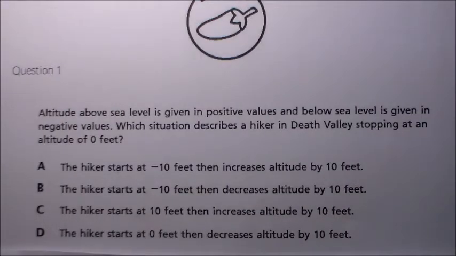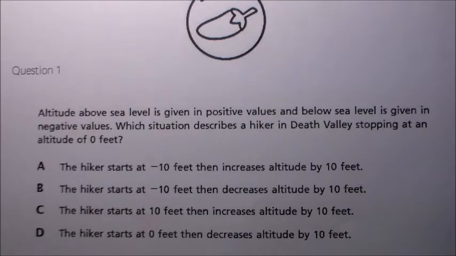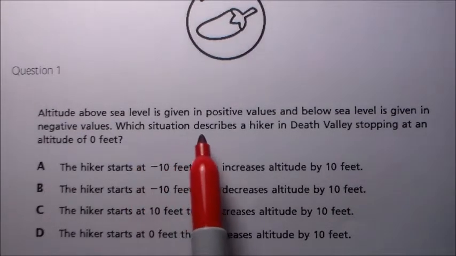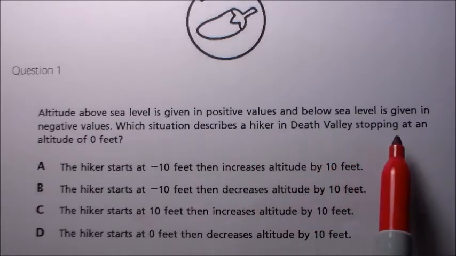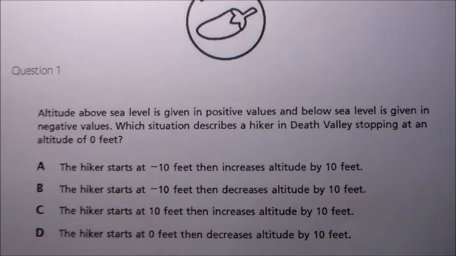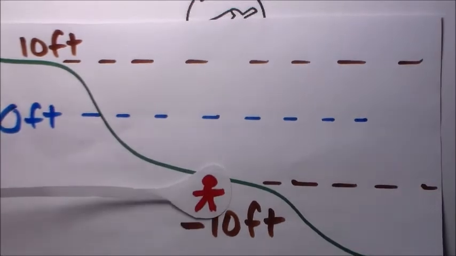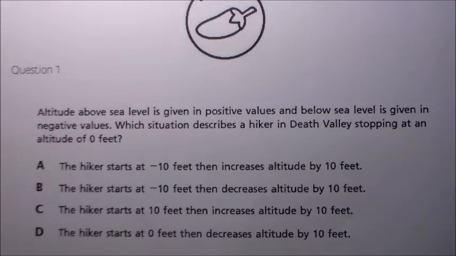So what's the actual question again? Which situation describes a hiker in Death Valley stopping at an altitude of 0 feet? Okay, so let's work from the bottom up. D, the hiker starts at 0 feet, then decreases his altitude by 10 feet. So start at 0, decrease your altitude by 10 feet, you end up at negative 10. That's not 0, that's not right.